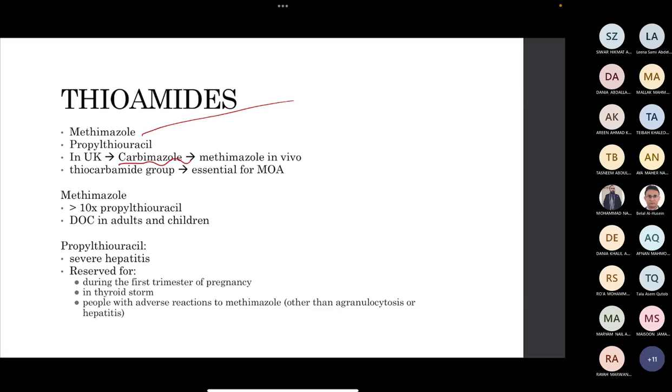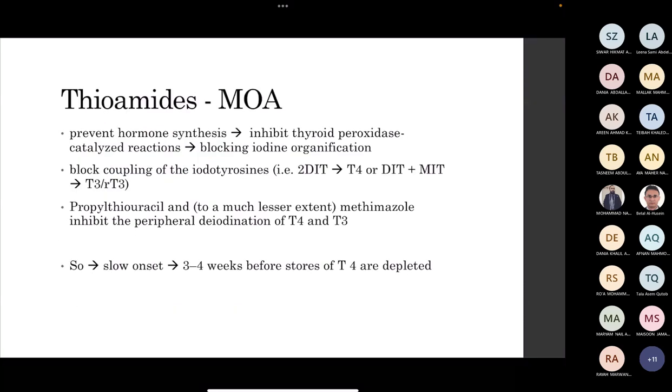Now the mechanism of action is related to the thiocarbamide group, which would lead to its functions. We have multiple functions for thiamides. First, they inhibit thyroid peroxidase, or TPO enzyme. Thyroid peroxidase, as we said, is responsible for organification, and it also contributes to the iodination of thyroglobulin. So the first step is organification, and the second step is incorporation with thyroglobulin to form MIT, which is monoiodotyrosine, with diiodotyrosine.